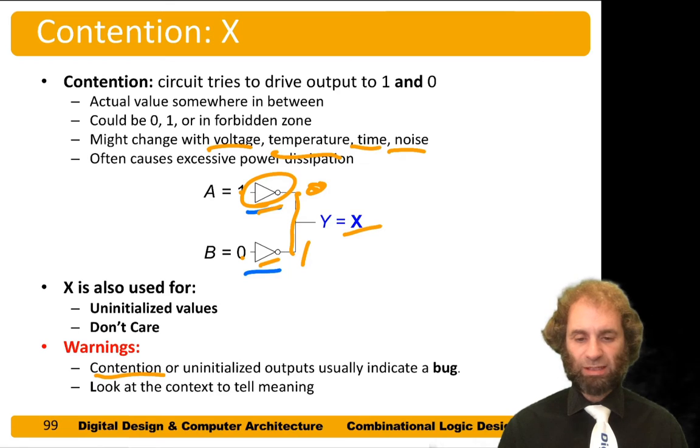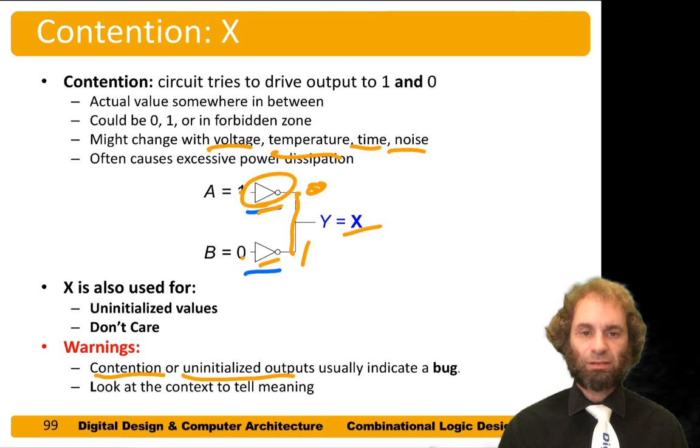Another place we use X in circuit simulation is uninitialized signals. For instance, we'll talk about flip-flops later. They have memory, and at the start of the simulation, we don't know what the flip-flop was holding. We'll say that's uninitialized, and we'll use an X to indicate the value is unknown. And again, you want to fix those.